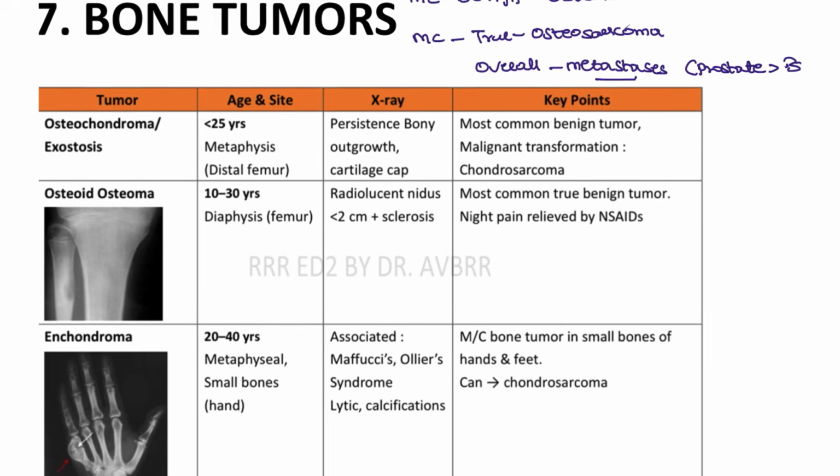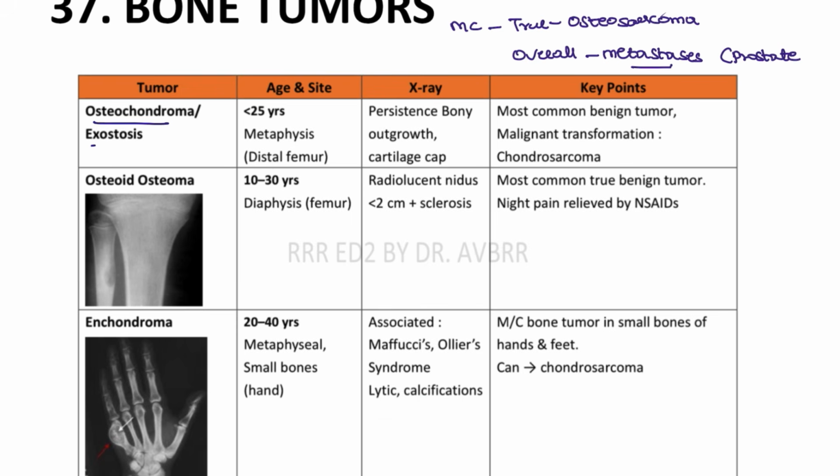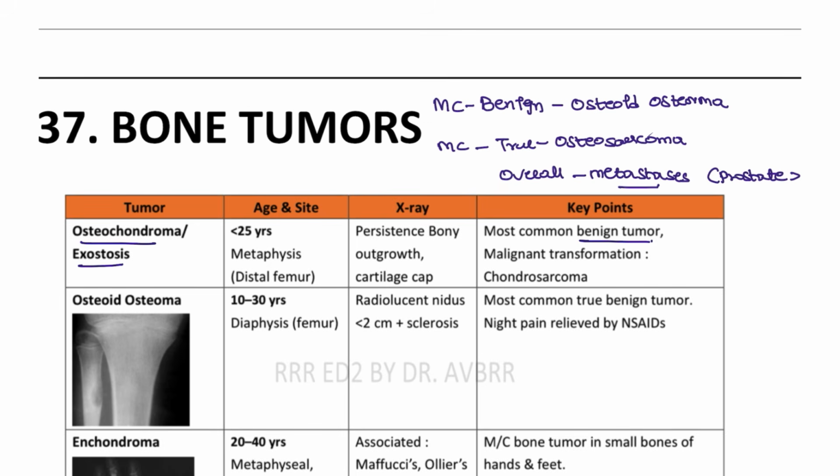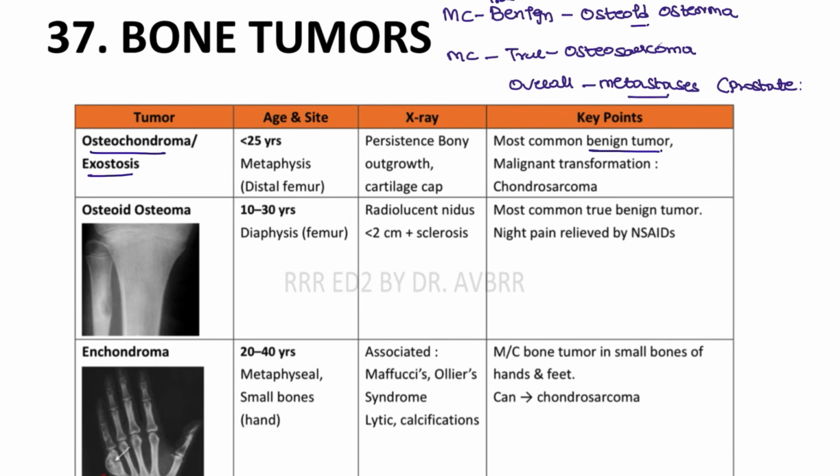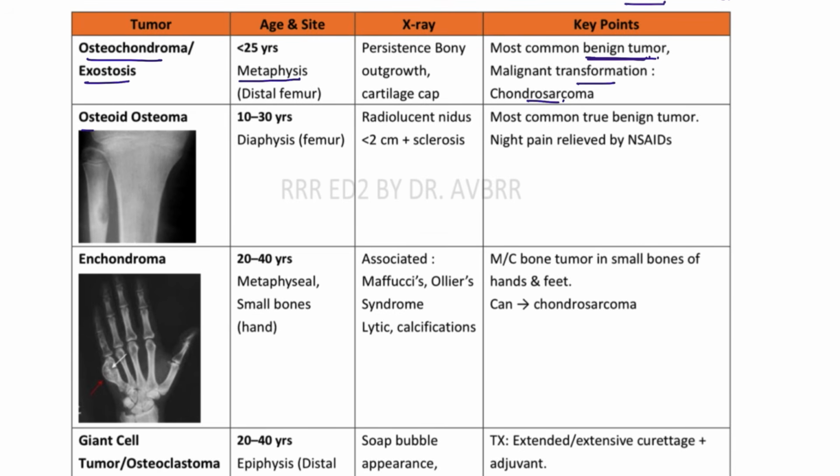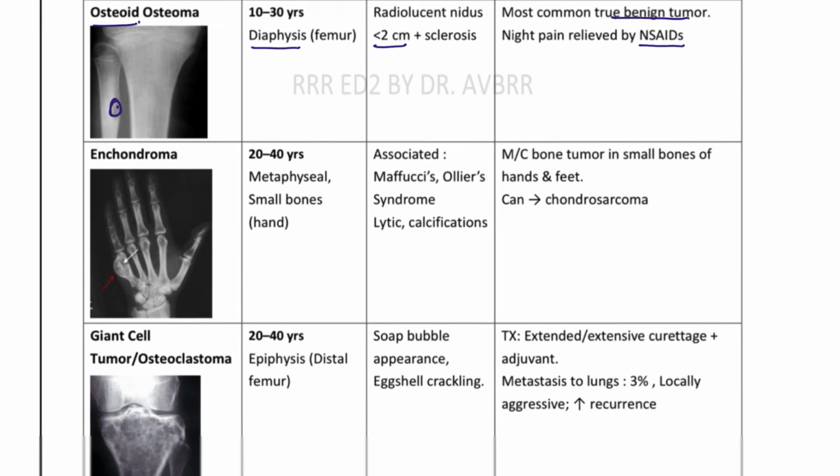Next, moving on to the points: osteochondroma or the exostosis. This is the most common benign tumor. Okay, this is not the true benign tumor, guys. True benign tumor is the osteoid osteoma. Among the benign tumors, osteochondroma involves the metaphysis, and malignant transformation can cause chondrosarcoma. Osteoid osteoma, a true benign tumor: pain decreases with NSAIDs, and here you can see the nidus formation. A nidus of less than 2 centimeters is seen in the diaphysis.